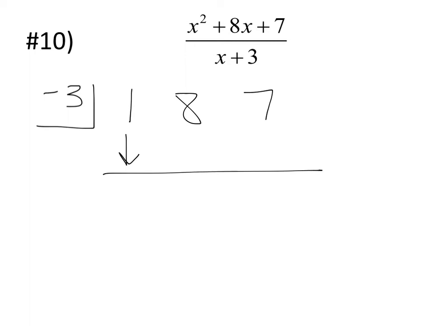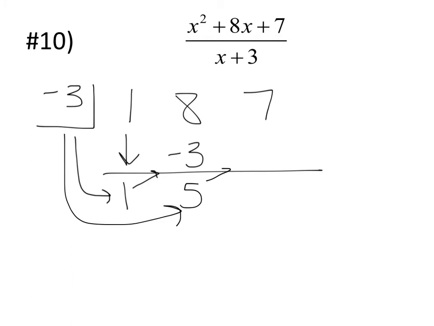Remember, drop mama. Drop your first number, multiply. Negative 3 times 1 is negative 3, and then add. But remember, 8 plus negative 3 is the same as 8 minus 3. So you can look at it any way you want. Negative 3 times 5 is negative 15. 7 minus 15 is negative 8. Remember, your last number is always your remainder.